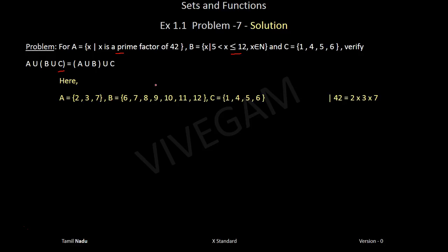The factors of 42 are 2, 3 and 7, and all three of them are prime factors. So the prime factors of 42 are 2, 3 and 7. So that is set A.